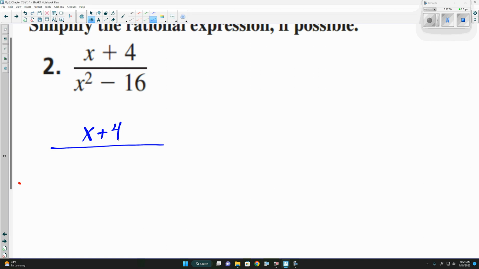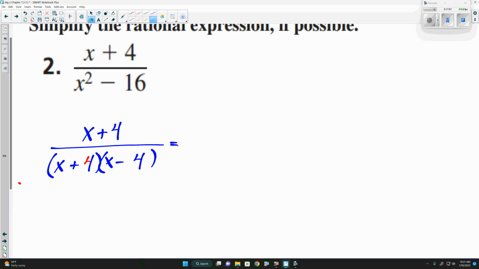Now the denominator is hopefully becoming probably one of y'all's more enjoyable ones to do. Because we have x squared minus 16. It is a difference of perfect squares. So we'll have x and x, plus and minus, and 16 would be 4 and 4.